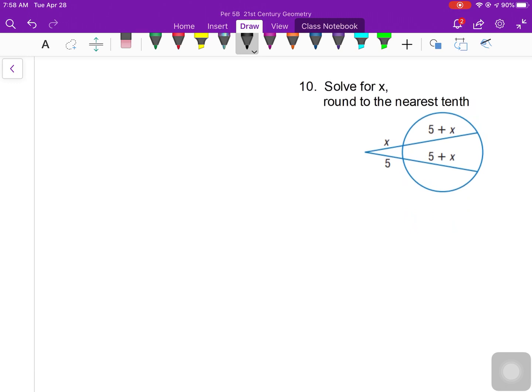Let's try another mixed one. First thing we try to consider here is, which type of problem is it? Well, as you can see, this one is secant segments.